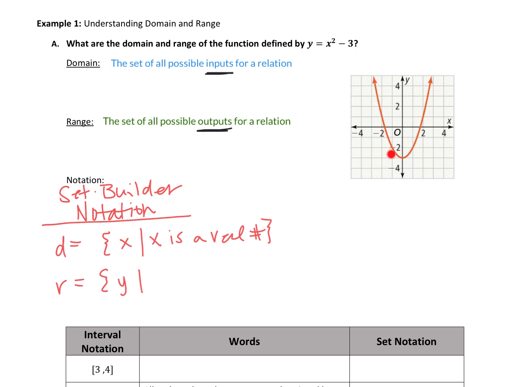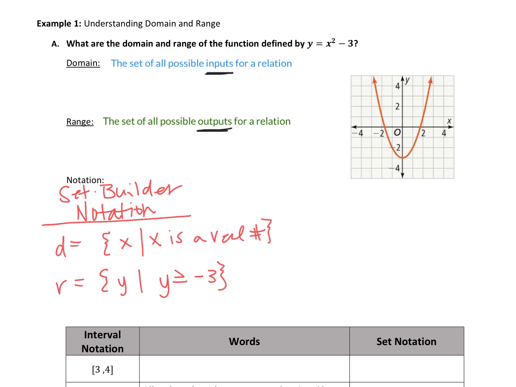If you look at the graph, that kind of makes sense. You can see that the y values, ones that go up and down, the lowest that this graph gets is a negative 3. All the y values are greater than or equal to negative 3. So that's how we're going to write that. We're going to say it's the set of all y's such that the y's are greater than or equal to negative 3. Okay, so that's your set builder notation.